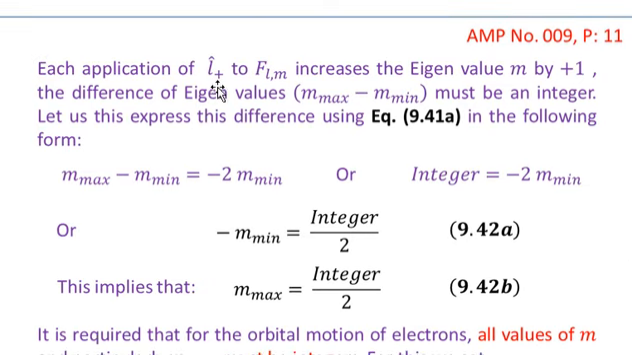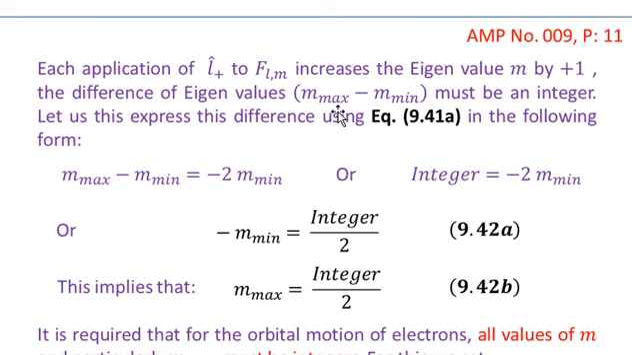Each application of L plus to FLM increases the eigenvalue m by plus 1. The difference of the eigenvalues, which is m max minus m minimum, must be an integer. Because you know that when L plus, that is the raising operator, operates on the azimuthal part of the wave function, it raises the value by plus 1, that is, by an integer value.